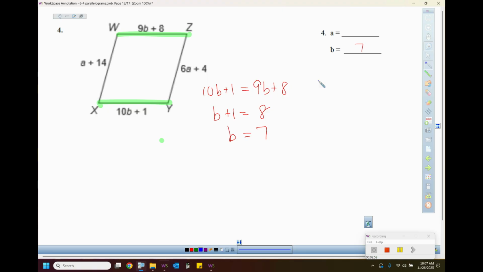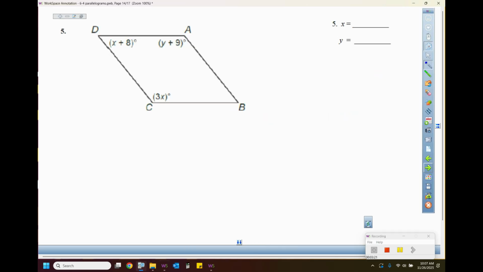So to find a, same thing, a plus 14 should equal 6a plus 4. I'm going to subtract this a over to this side, so I get 5a. Then I will subtract the 4, and then divide by 5. And a turned out to be 2 in that one. So it's a pretty simple game until they give you some crazy stuff right here, right? It's like now we've stepped it up.